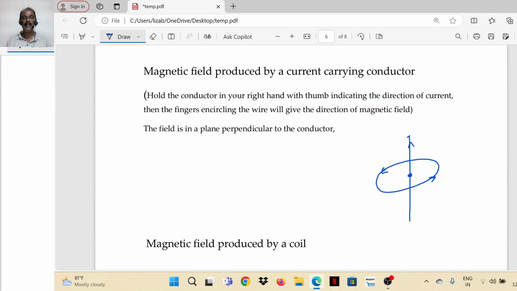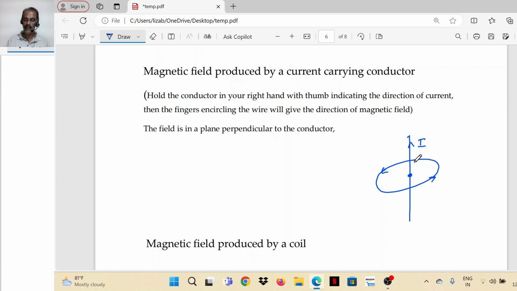Now let's see the magnetic field produced by a current carrying conductor. Suppose a conductor is carrying a current I, a magnetic field is produced around it. The magnetic field is in a plane perpendicular to the conductor or perpendicular to the current. The direction of the magnetic field can be obtained like this. You hold the conductor in your right hand with thumb in the direction of current, then fingers encircling the wire will give the direction of magnetic field.